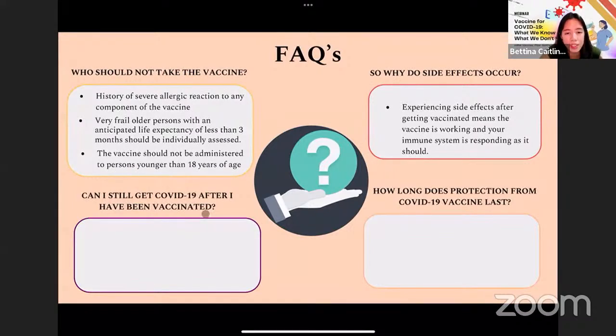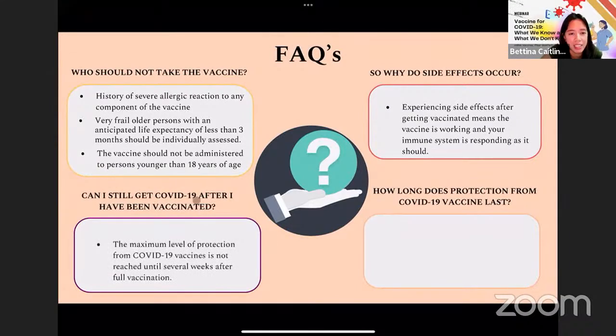Next question. Can you still get COVID-19 after you have been vaccinated? The answer is yes. The maximum level of protection from COVID-19 vaccines is not reached until several weeks after full vaccination. This means that once you get the full vaccination, you don't get full immunity until 2 to 4 weeks after the second dose. Our immune system is very down at that time, so we really have to be careful of going out.